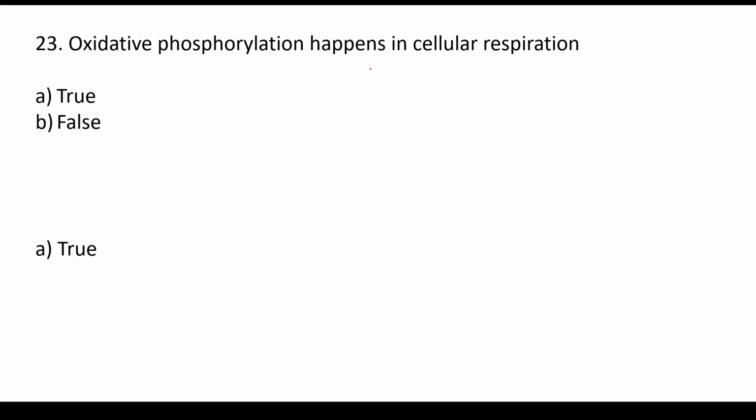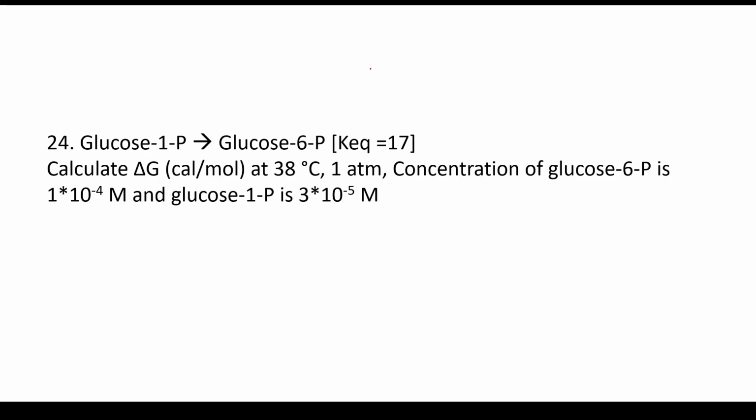So the answer to this question is true. Oxidative phosphorylation happens in cellular respiration. The next question is: glucose 1P is being converted to glucose 6P.